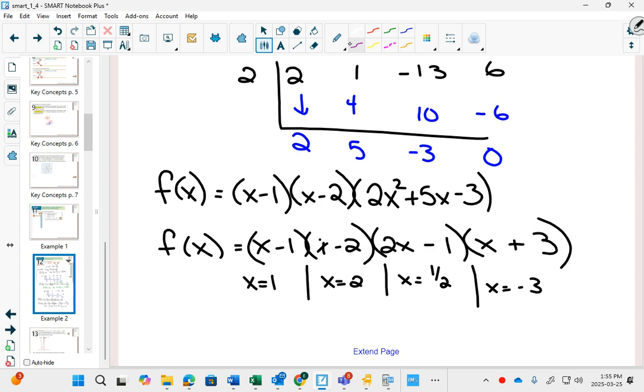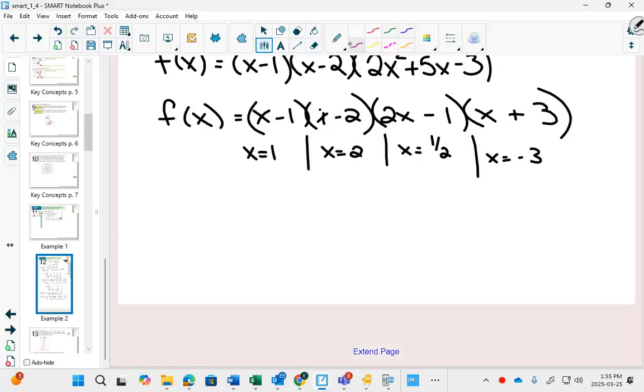At this moment, you might be like, I think a table of values would have been faster. Maybe I could have found 8 values in this time. But this is going to give you a more accurate graph if you find all the x-intercepts.